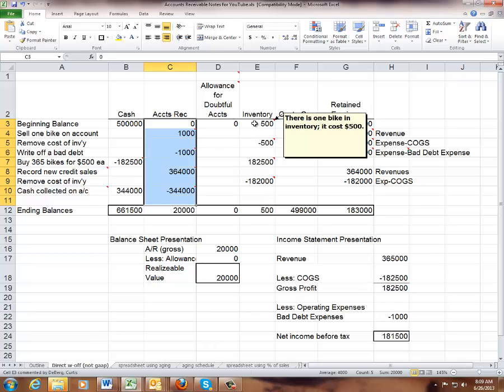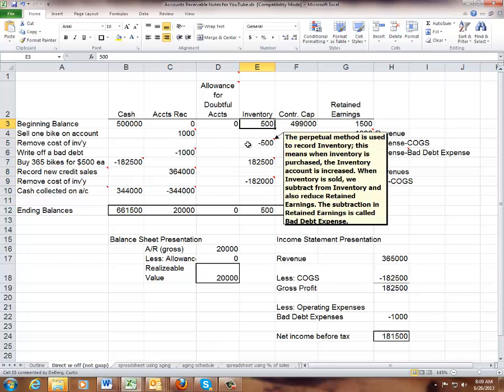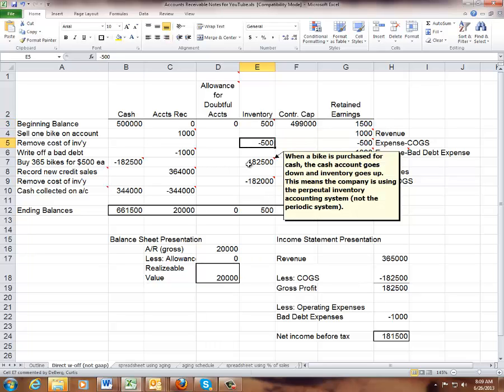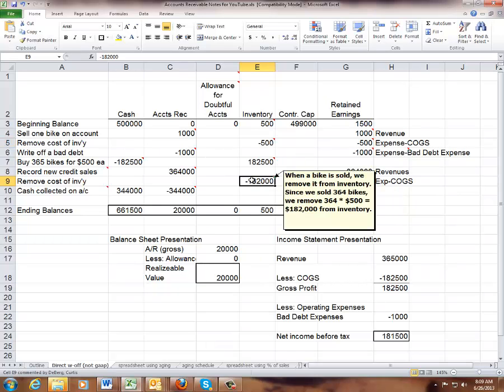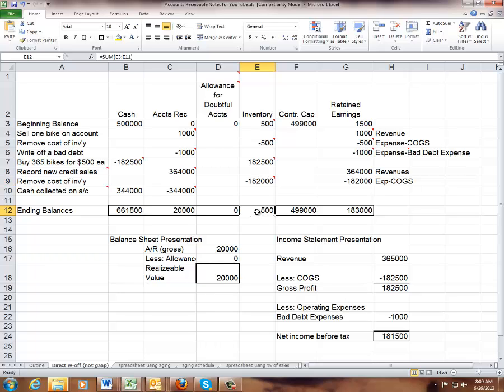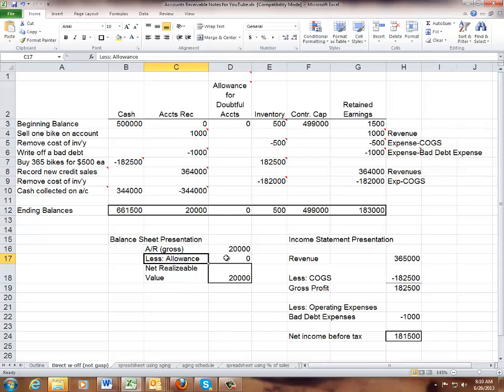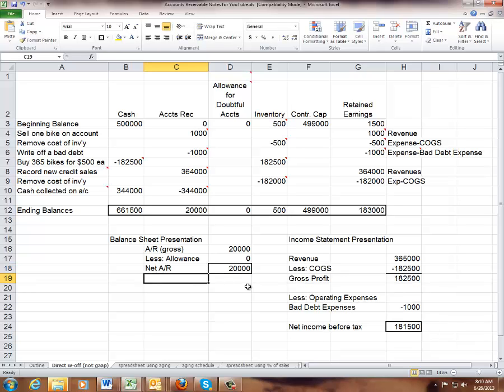We had started with one bike. We sold it. We bought 364 more bikes, so we had 365 bikes, and then we sold 364 of them. So we ended up with one bike in ending inventory. On our financial statements, we would show accounts receivable of $20,000 right here, and we are not using an allowance method here, so the allowance account we'll learn in a few moments when we use the aging or percentage of sales method. But right now the allowance is zero. So in our balance sheet, we would show accounts receivable at net accounts receivable, sometimes known as net realizable value.